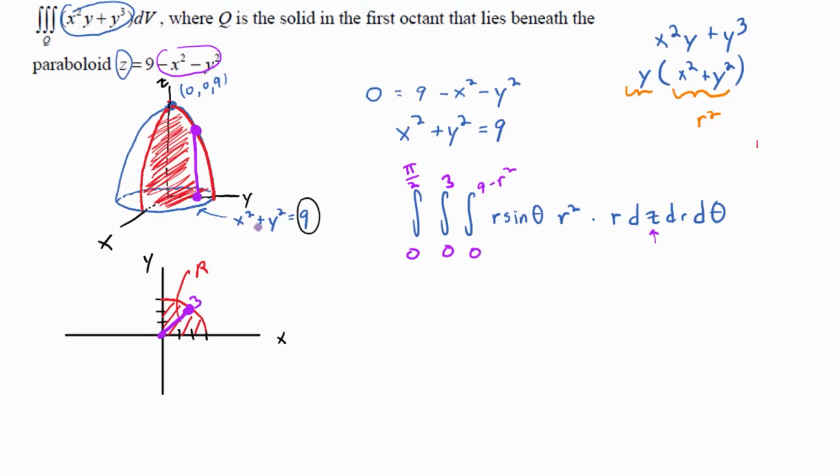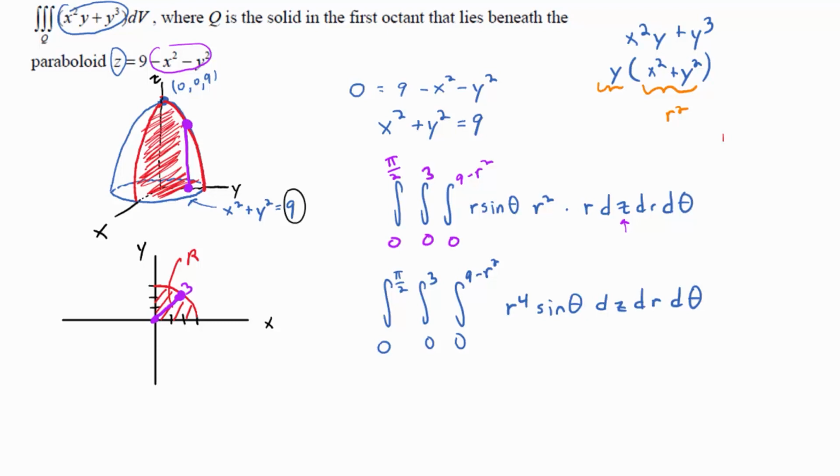And let's go ahead and evaluate it. So 0 to pi over 2, 0 to 3, 0 to 9 minus r squared, just copying all those limits, and then r to the 4th, sine theta, dz dr d theta. Now, avoid temptation. Don't try and break up the integral here. You can't quite do it yet because you have a variable inner upper limit of integration, don't you? So you can't break it up into a product of 3 integrals yet. So avoid that. That's the dark side here. Don't turn to the dark side. So we will be able to do it after we evaluate the inner integral, though.